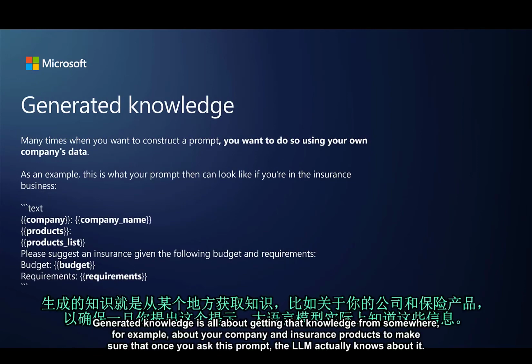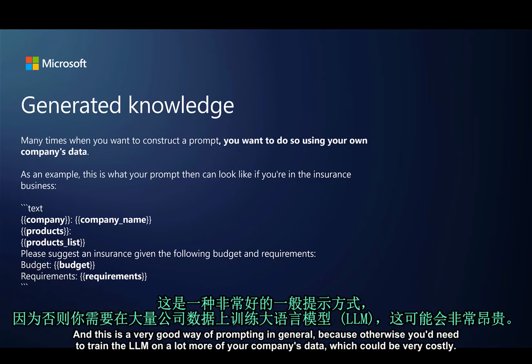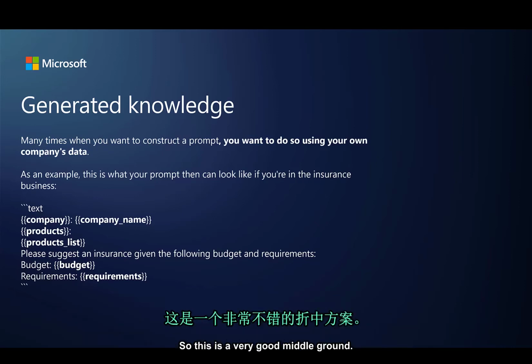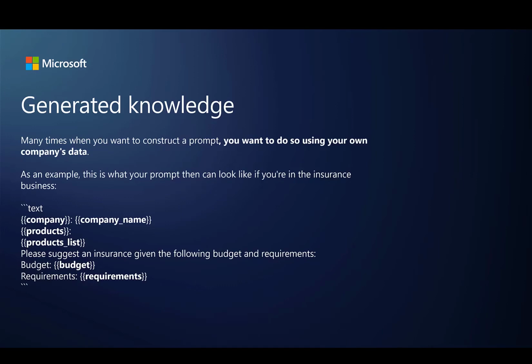Generated knowledge is all about getting that knowledge from somewhere, for example, about your company and insurance products, to make sure that once you ask this prompt, the LLM actually knows about it. And this is a very good way of prompting in general, because otherwise you'd need to train the LLM on a lot more of your company's data, which could be very costly. So this is a very good middle ground.